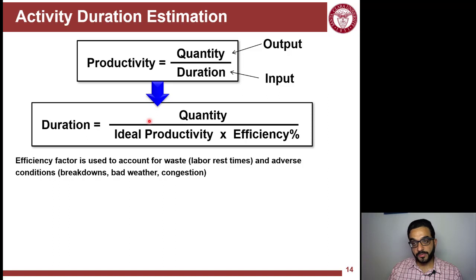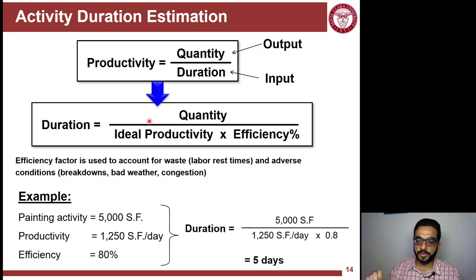Using that productivity rate to calculate duration, duration is equal to quantity over the production rate, or ideal productivity, times efficiency. An efficiency factor here is a factor that's used to account for different waste causes that you expect on site. And we'll cover these in a minute.